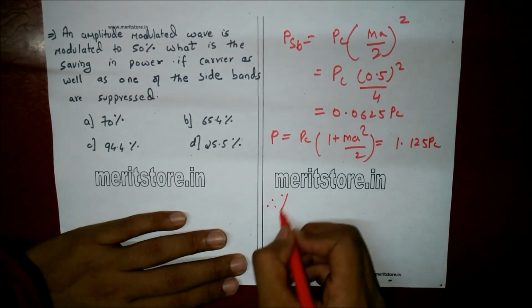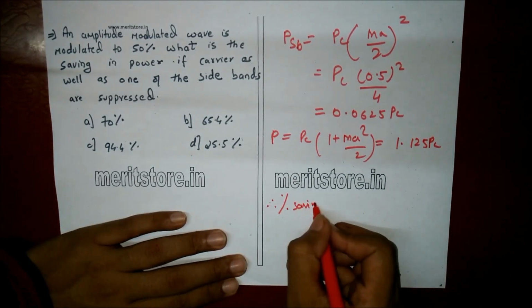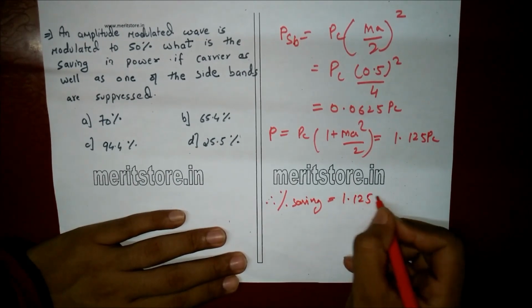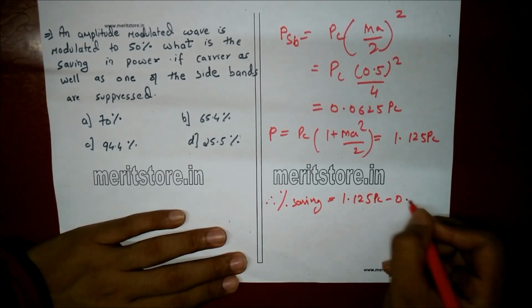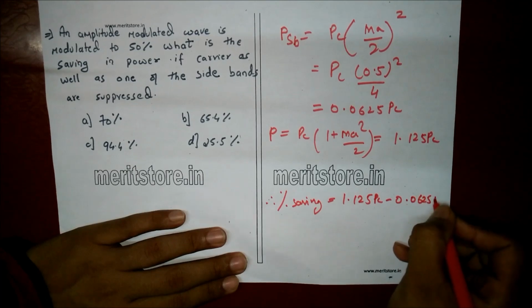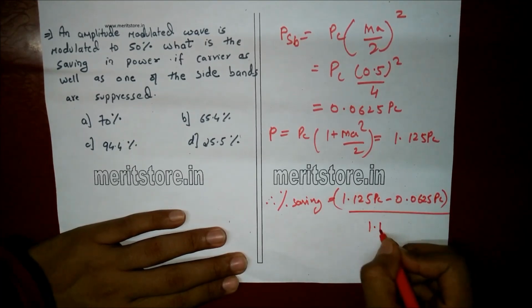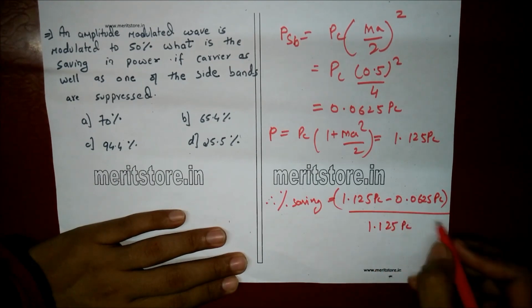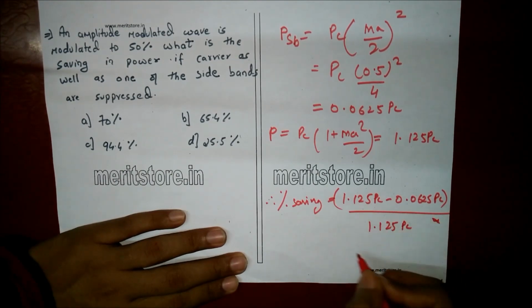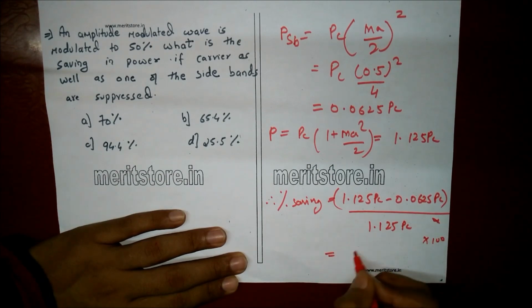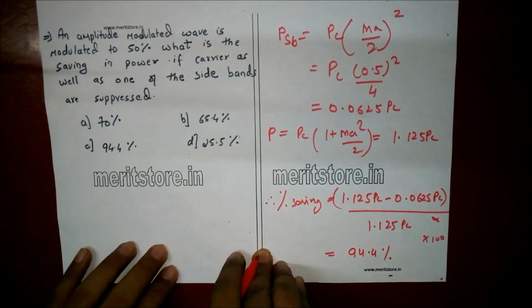Therefore, the percentage saving will be equal to 1.125 PC minus 0.0625 PC upon 1.125 PC into 100, which is equal to 94.4%. Therefore, the correct answer is option C.